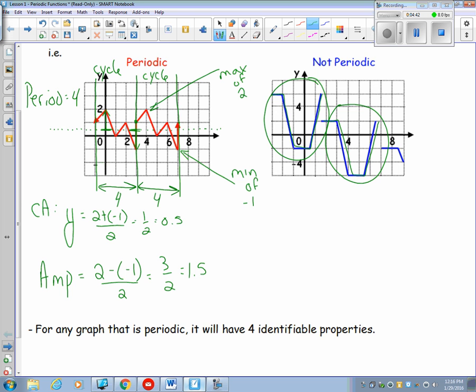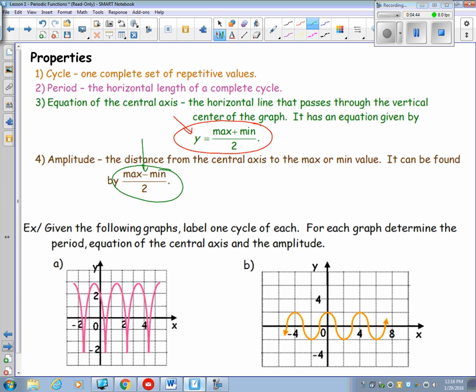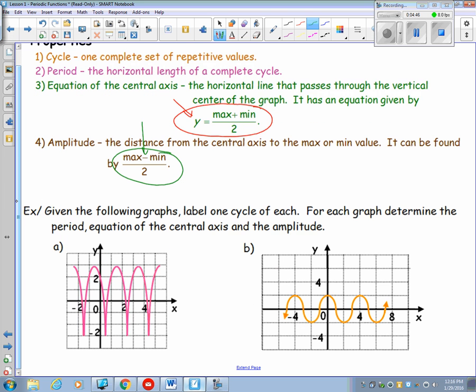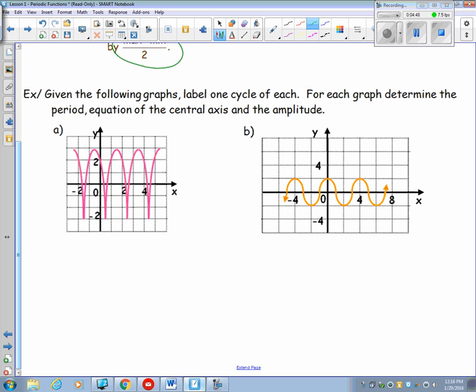Okay, so I've given you 2 more examples here. Can you find those 4 properties, label them, calculate them, whatever you have to do on each of these 2 graphs that are periodic? Try it yourself, check back in, make sure you got the right answers.